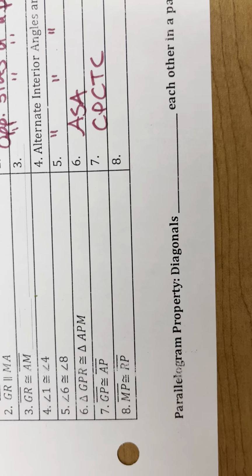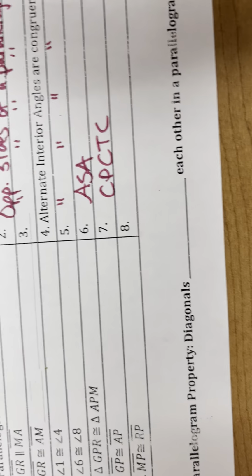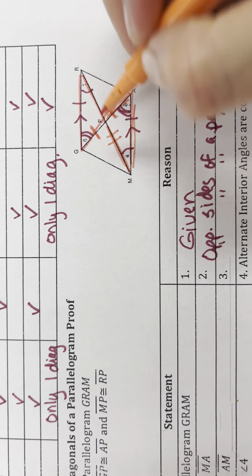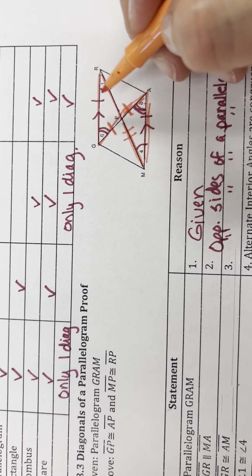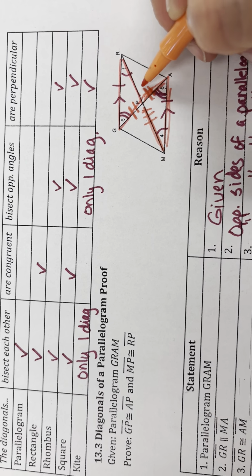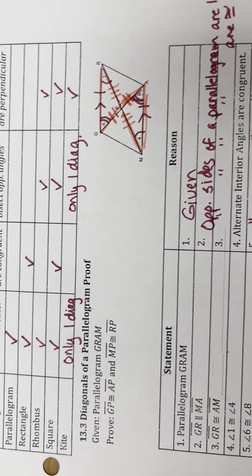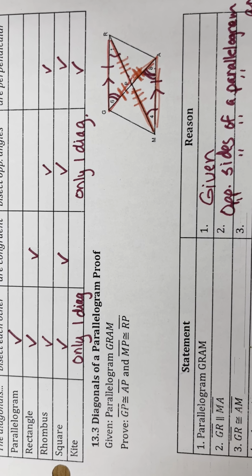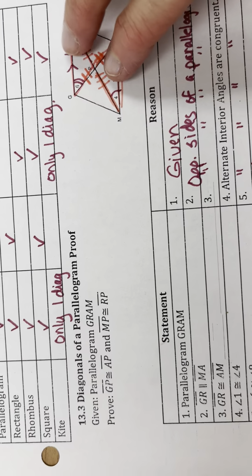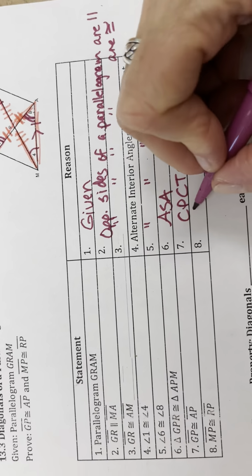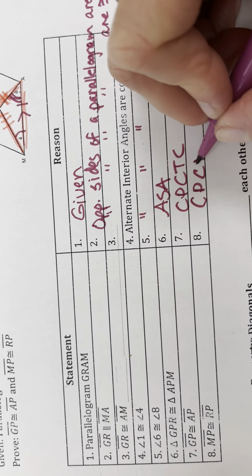and then same thing for MP and RP. So here's MP and RP. Actually, we need another tick mark because there's one there, so we need to make these 2, and this is going to be 3. A lot of tick marks on here. Okay, so same reasoning. We've got these two triangles, the top and the bottom, so all the corresponding parts have to be congruent. So we can say CPCTC.